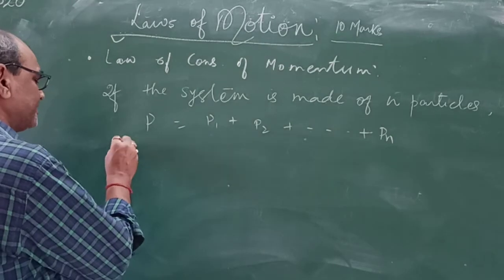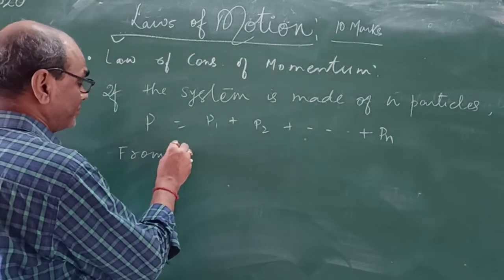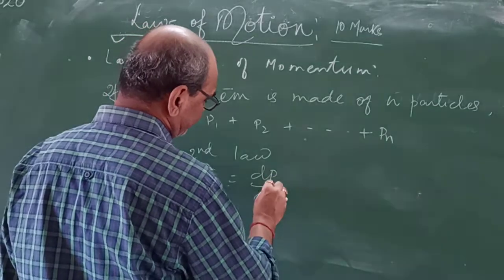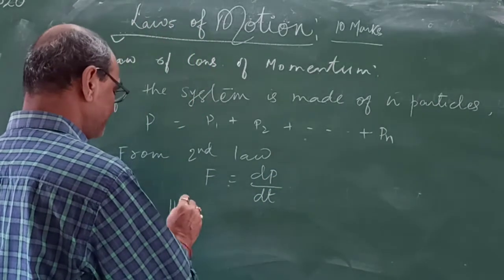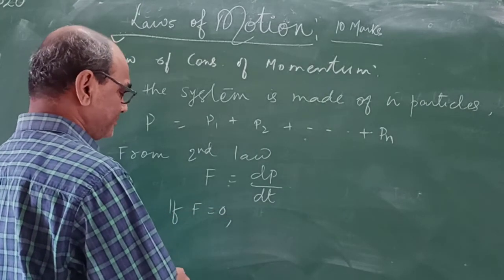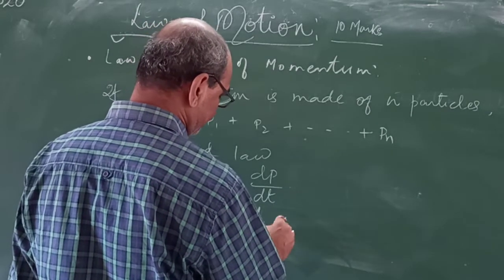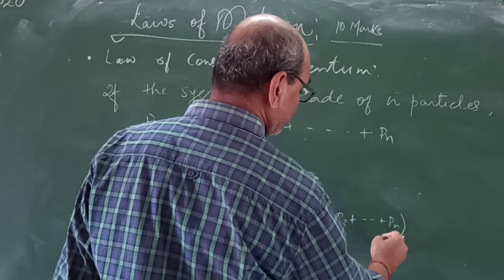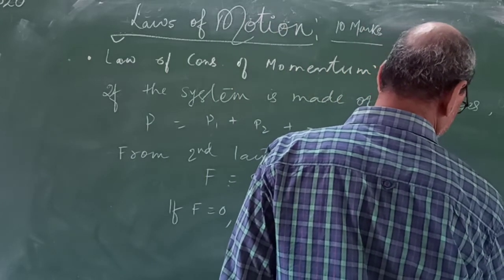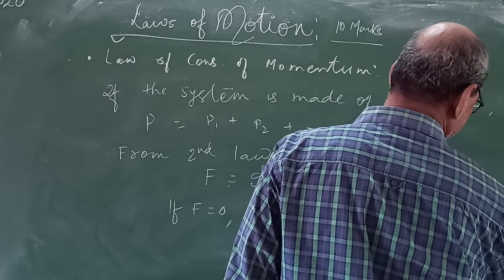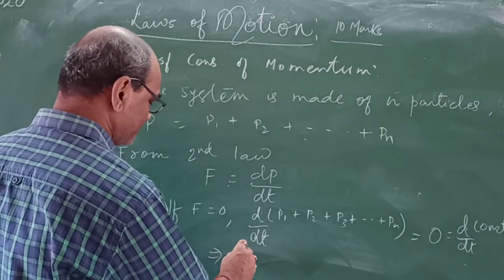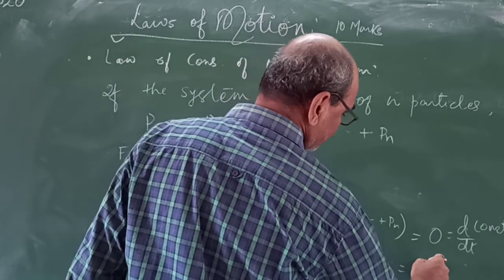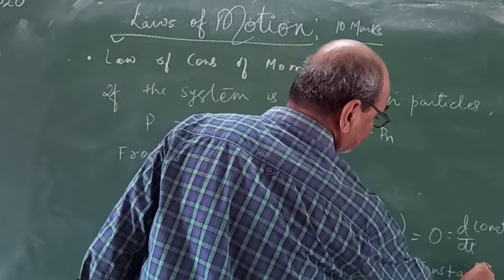Then again we can say that from second law, F is equal to dp by dt, rate of change of momentum. In the absence of external force, d by dt of P1 plus P2 plus P3 plus so on up to Pn is equal to 0, which is equal to d by dt of a constant quantity. Therefore, P1 plus P2 plus P3 plus so on up to Pn is equal to constant.